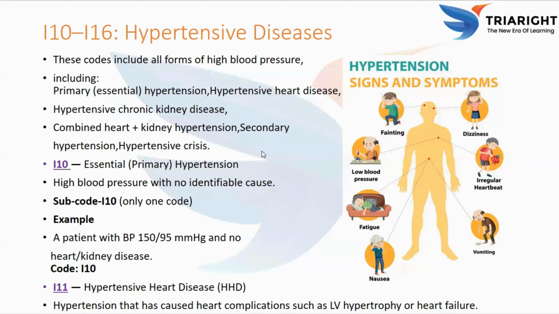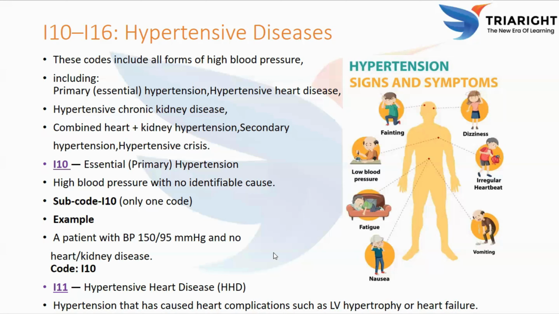So essential hypertension, coming to I10 code. What do you mean by essential hypertension? It's a high blood pressure without an identifiable cause. So this is the most common type. So what are the characteristics of I10? The persistent BP range is 140/90 mmHg. So there are no signs of heart or kidney disease. There is no subcode. There is only one code, that is I10. You have to assign I10 code for essential hypertension.